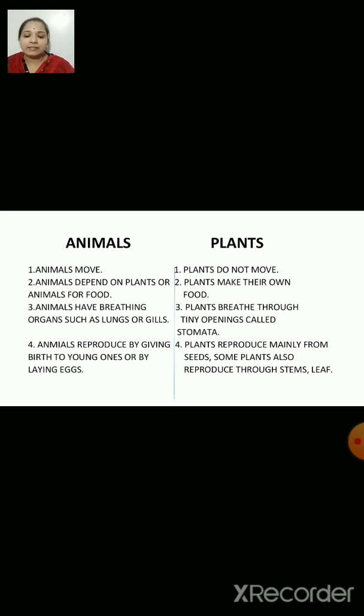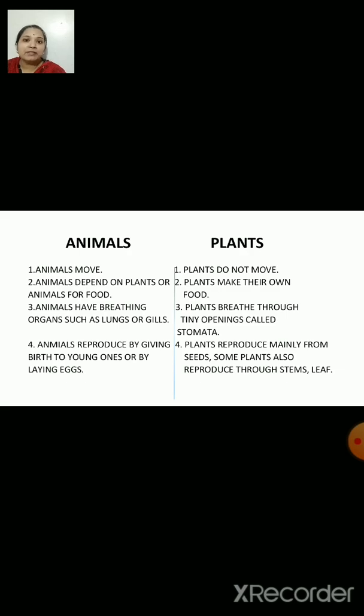Now, the last thing is about reproduction. We have discussed how animals and plants reproduce. Animals reproduce in 2 ways. Correct. First, by laying eggs. Few animals, birds, insects, alligators, snakes, crocodiles, and butterflies, frog, they lay eggs. And some animals reproduce by giving birth to the babies.